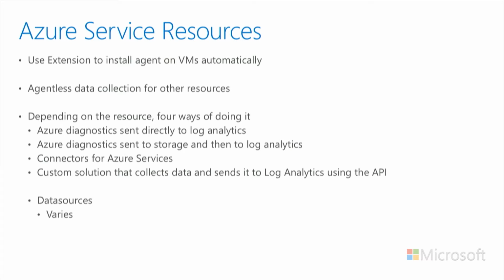And the third way of sending information to OMS is from Azure service resources. If you are using a VM, you can install the agent automatically just using an extension. You don't have to log into the machine to do it manually. But other types of resources are agentless. They don't require any kind of agent, since you cannot install anything on them.